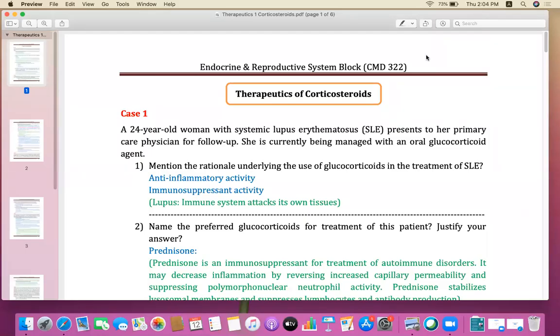Therapeutics of corticosteroids. Case 1. A 24-year-old woman with systemic lupus erythematosus, SLE, presents to her primary care physician for follow-up. She is currently being managed with an oral glucocorticoid agent.